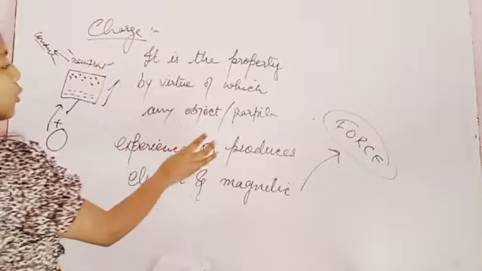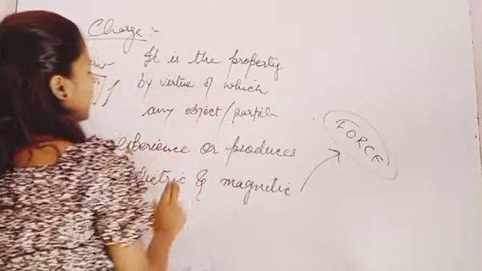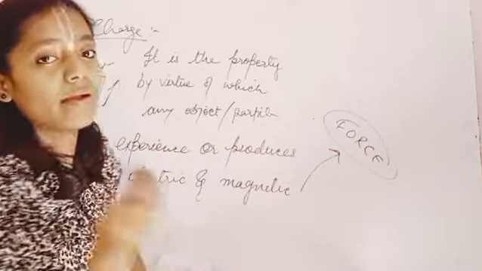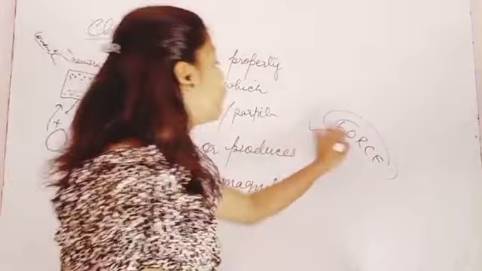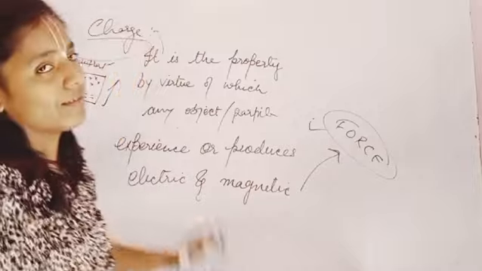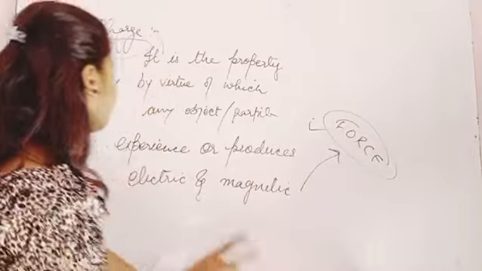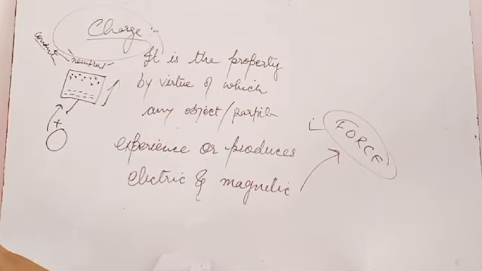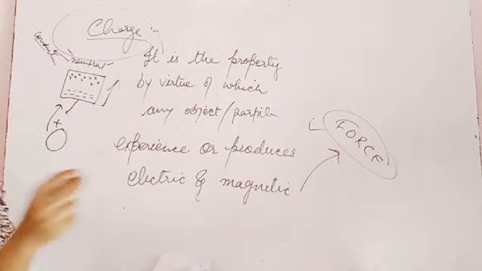So as I just told you, any object or particle which experiences or produces electric and magnetic force is called a charge. Hopefully clear to everyone? Right? I hope so. If you want to write the definition, you can write it. And now let's begin.